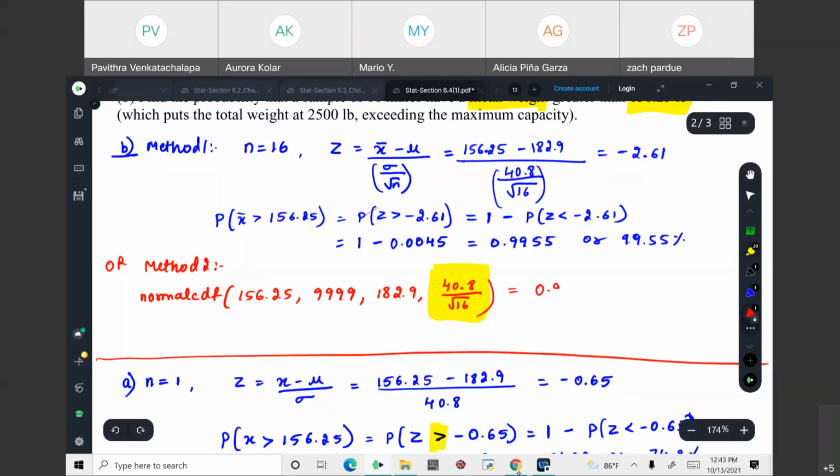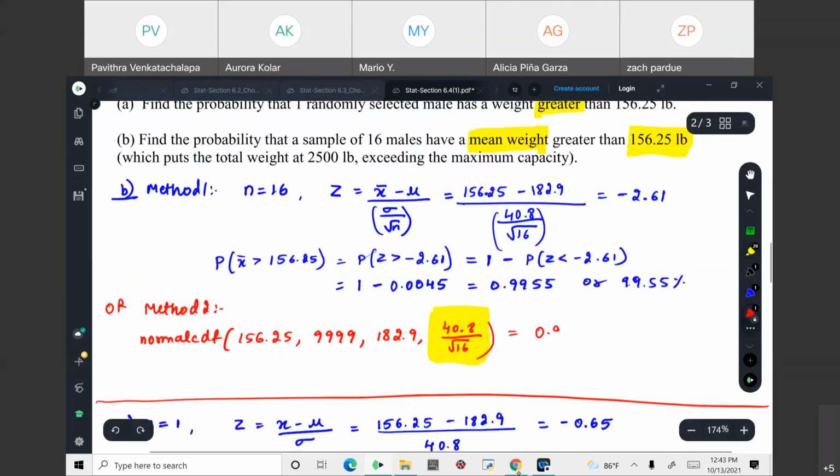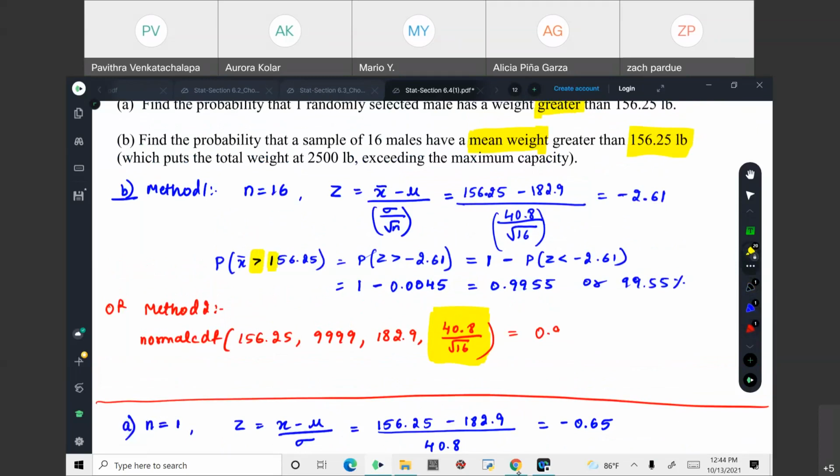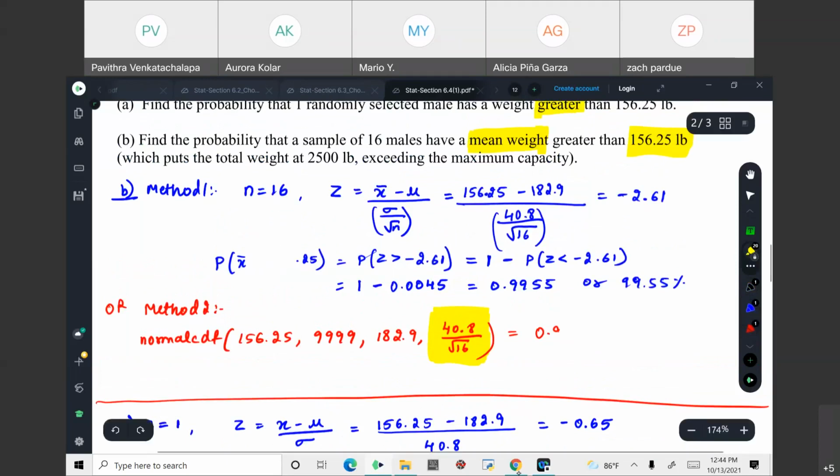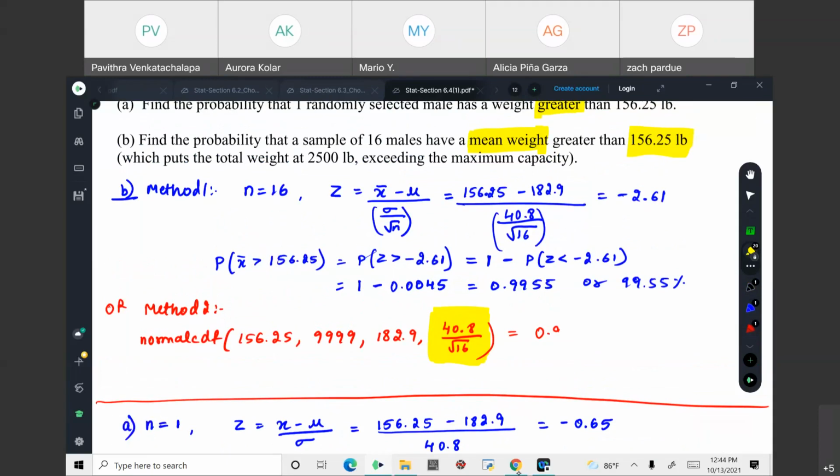Okay, so whenever they say greater, this is the minimum value. It has to be greater than 156, so 156 is the minimum. Once you know which is minimum, the leftover part will be your maximum. If the maximum value is not given, you have to take it as 99.99.